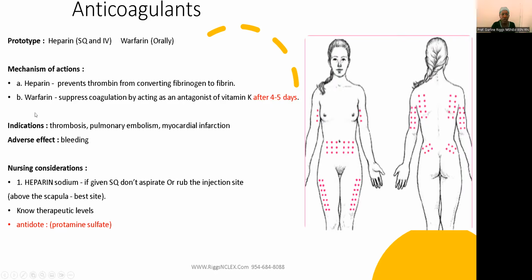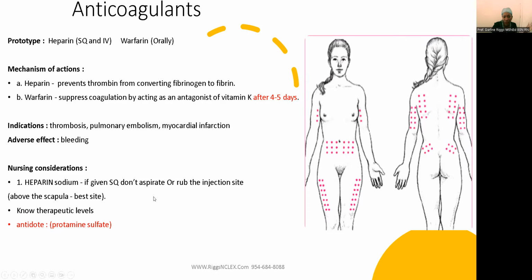Okay, so we give these. What are the indications? Why do we give them? If there's a thrombus, if there's any type of pulmonary embolism, MI that we're talking about. Adverse effect, it doesn't matter which one. Whenever you're dealing with adverse effects, you're thinking the whole family. So it doesn't matter if it's heparin or warfarin: bleeding. If it's an anticoagulant or thrombolytic, bleeding. Okay.